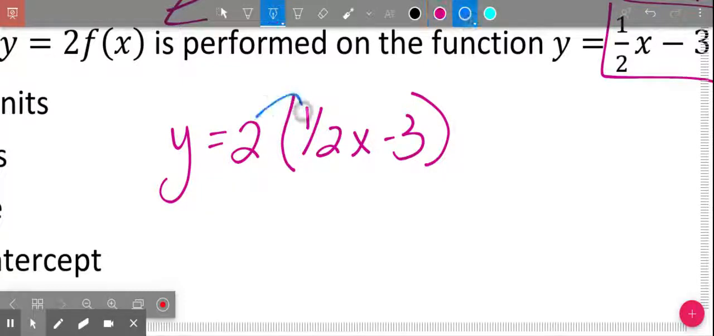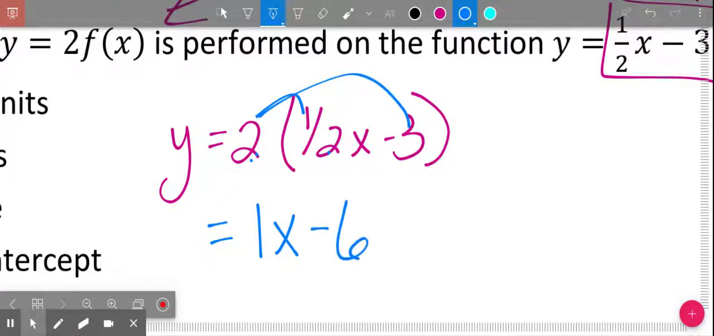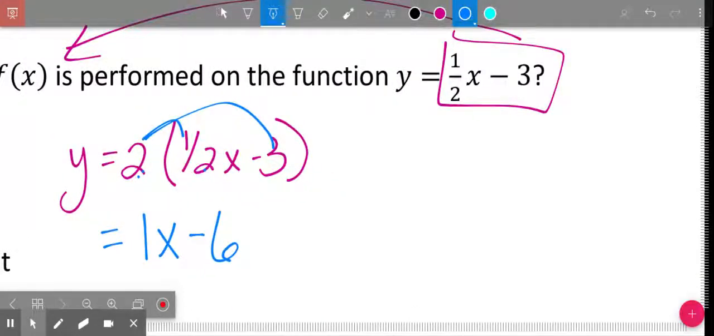And all we have to do is distribute the 2. So I'll have 2 times a half. Well, half of a 2 gives me 1x. And 2 times negative 3 gives me negative 6. So this is my new function. I'm going to write it over here just so it's easier to compare. This is old, new.